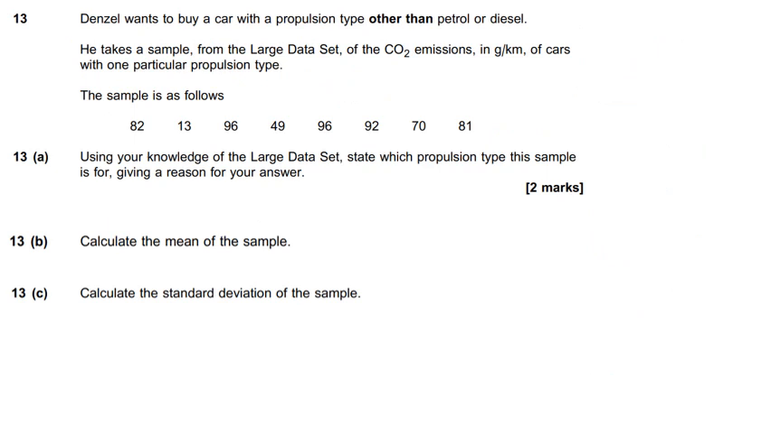Right, question 30. I'm not going to dwell too long on the first question, but in these stats papers, there's usually a question where you're given a large data set, which you should have been familiar with through what you've done in class. This year, in 2019, it was all about cars with different types of propulsion. So is it petrol, diesel, electric, and so on.